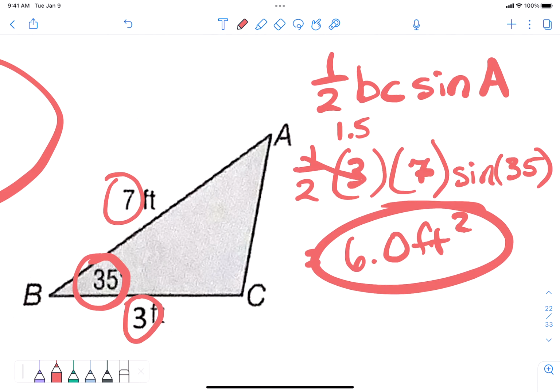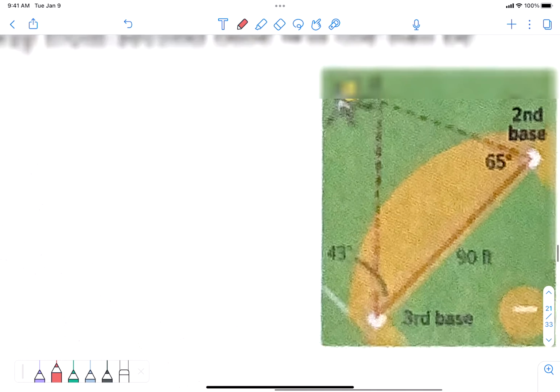Okay, so it doesn't matter what the B's and the C's and the A's are, just as long as your 2 sides are adjacent to the angle that they give to you. Okay, good. All right, let's go back to the notes, and we're going to do regular law of sines.